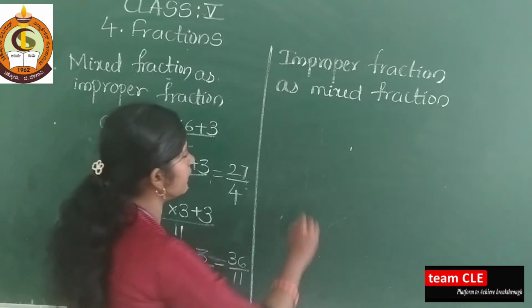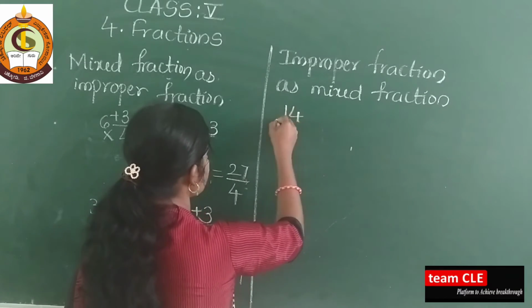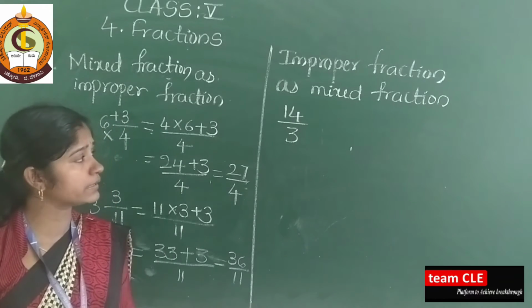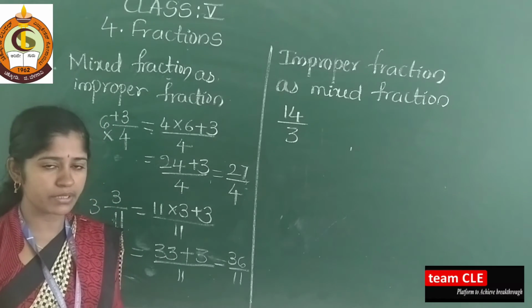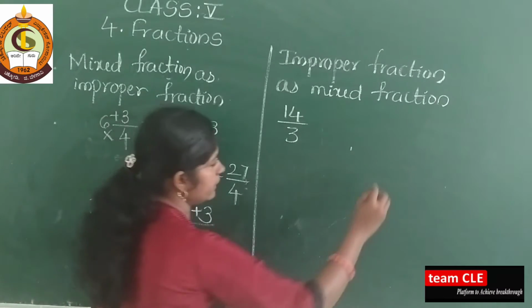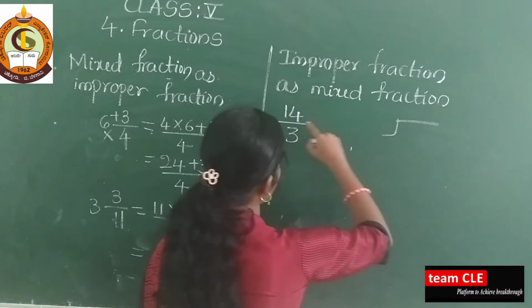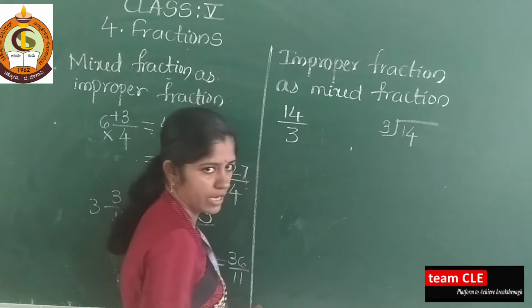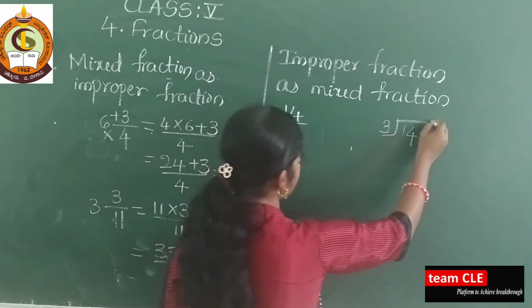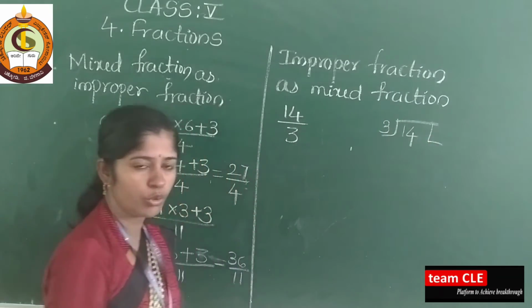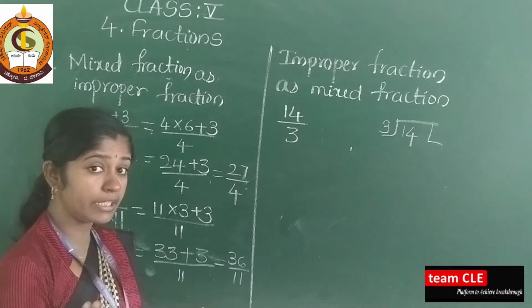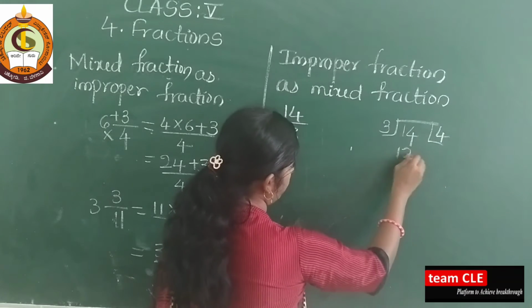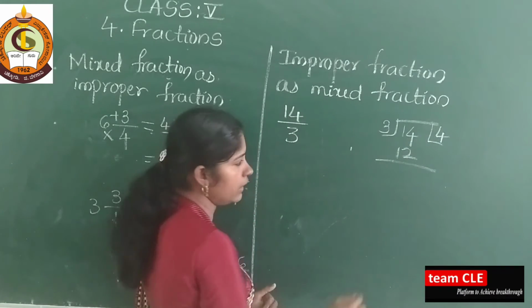So here I take one example, and that is 14 by 3. Then how to convert this number into a mixed fraction? You have to divide the number. The big number you write inside and the small number you write outside. Then see here, 3 ones are 3, is 14 there? No, but 3 3s are 9, 3 4s are 12. Right, here 3 4s are 12. I hope you know how to divide the number.